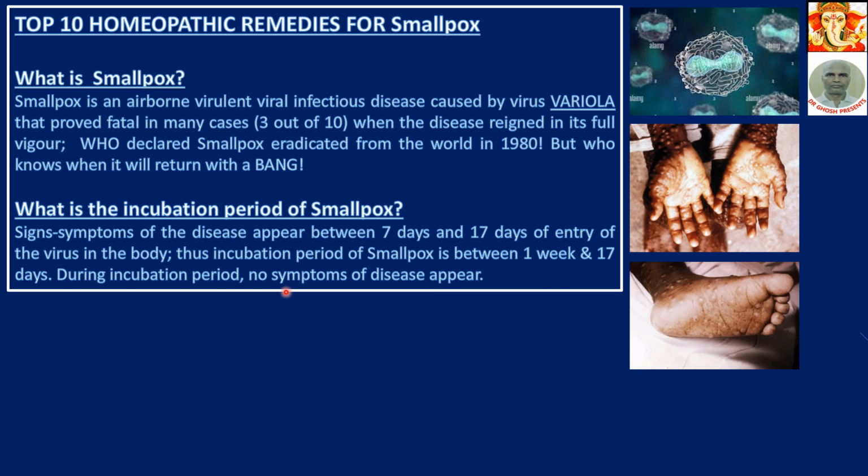What is the incubation period of smallpox? Signs and symptoms of the disease appear between 7 days and 17 days of entry of the virus in the body. Thus, the incubation period of smallpox is between 1 week and 17 days. During the incubation period, no symptoms of disease appear.